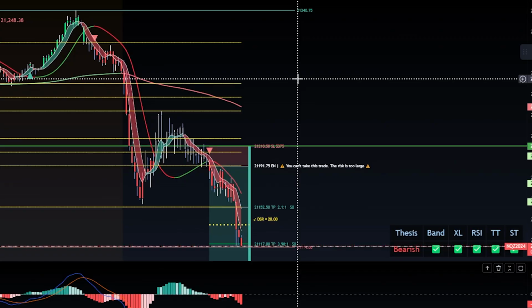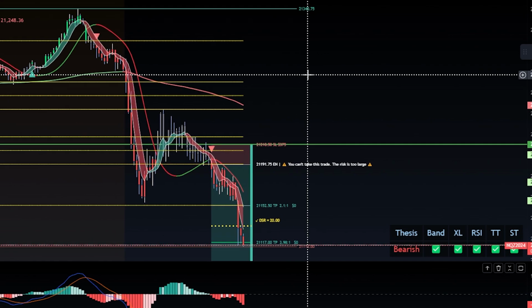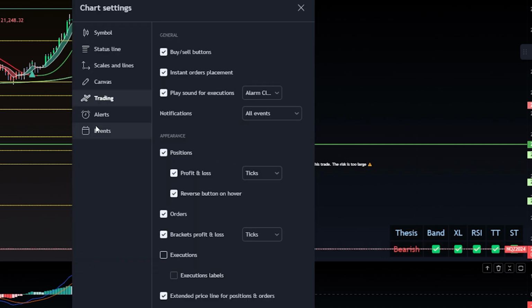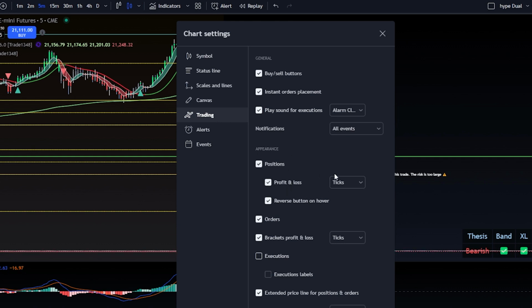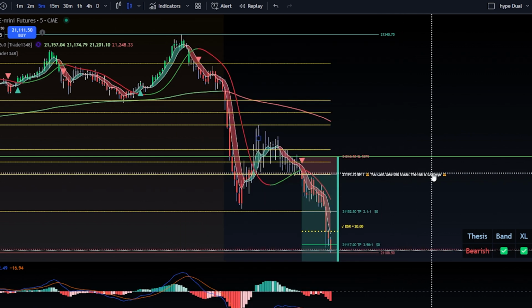So first and foremost, if you are a veteran of TradingView and or trading futures, one of the first things we like to do is go on over to our settings, go to trading, and change our appearance. We want to allow positions, profit and loss, but most importantly, we want that to be ticks. Enable orders, bracket profit and loss. We want this to be ticks. And we want to extend price line for position and orders. Allow buy sell buttons, instant order placement, so we do not get the prompt, are you sure you want to place this order? And let's go ahead and hit OK.